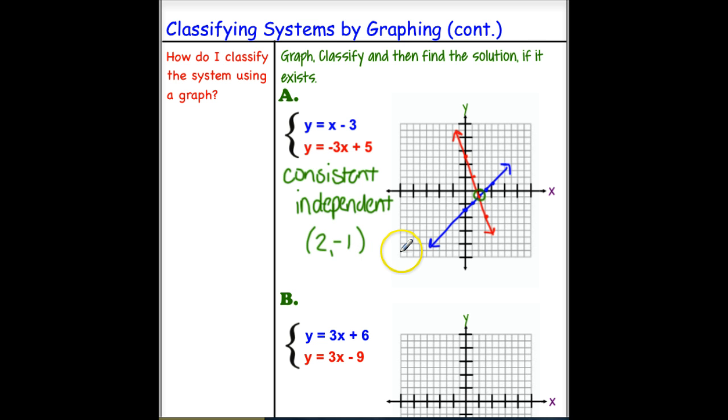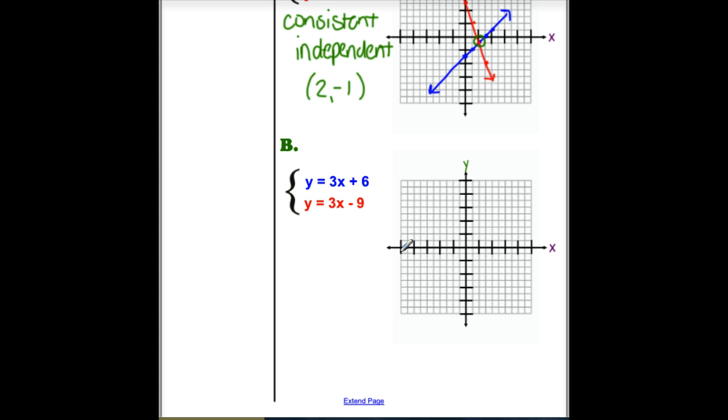Going on to the next example. This one's pretty similar. And we have here y equals 3x plus 6. So we have positive 6. We go up 3, forward 1. I'm going to run out of room on the graph, so I'm going to go down 3, back 1, down 3, back 1, and connect my dots.